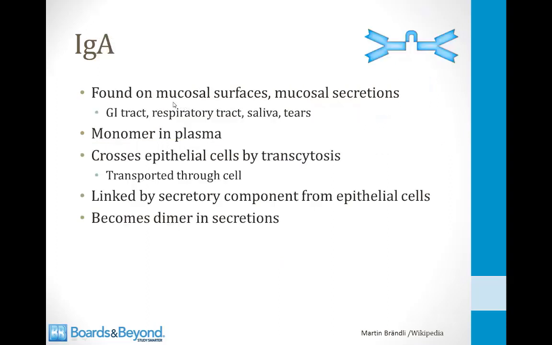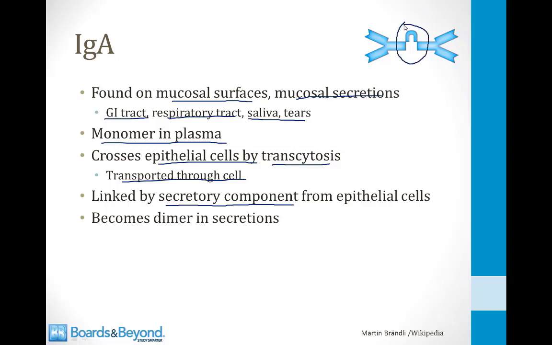IgA is the main antibody of mucosal surfaces and mucosal secretion, so you will find it in the GI tract, in the respiratory tract. You can also find it in saliva and tears. It's a monomer in the plasma, but then it crosses epithelial cells by a process called transcytosis and gets transported through the cells. And as it goes through those cells, it gets linked by something called the secretory component, which is represented by this little link here, and then it becomes the dimer that you find in the secretions.